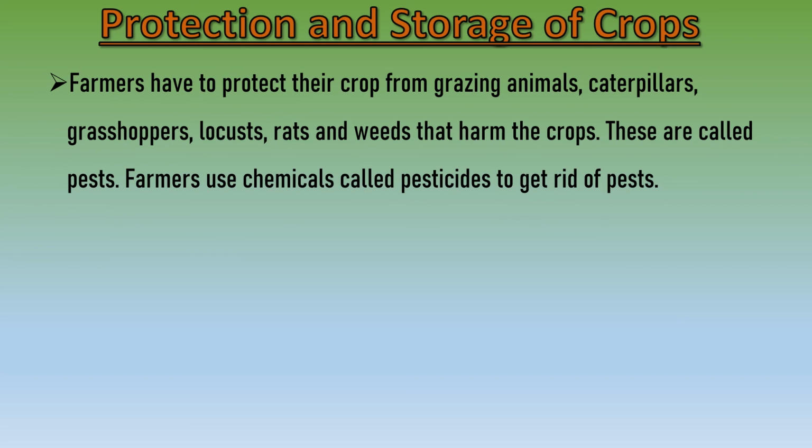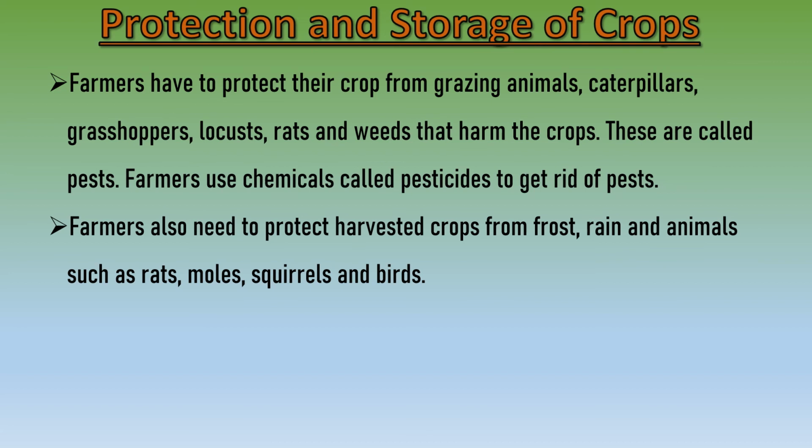Farmers have to protect their crop from grazing animals, caterpillars, grasshoppers, locusts, rats, and weeds that harm the crops. These are called pests. Farmers use chemicals called pesticides to get rid of pests.